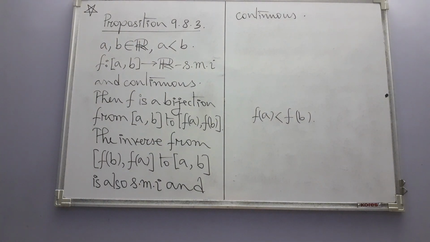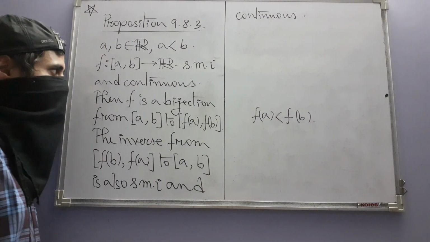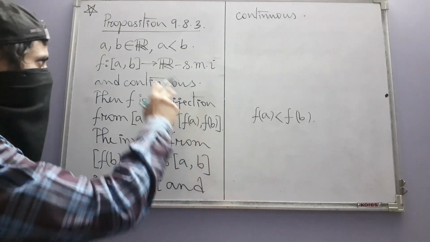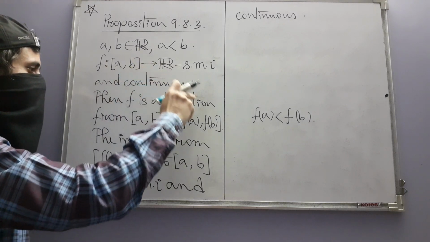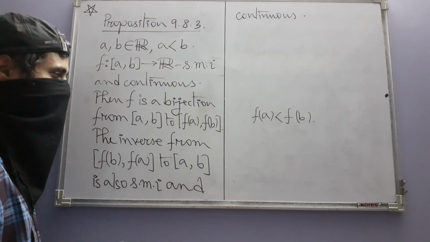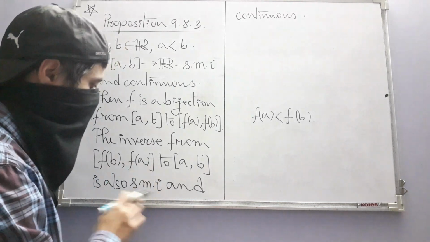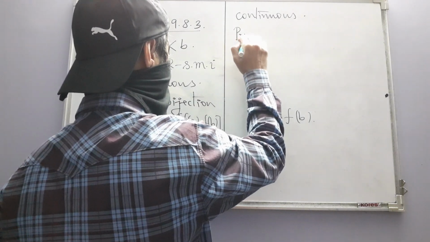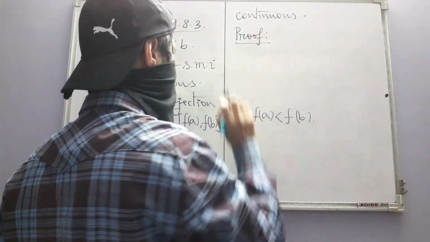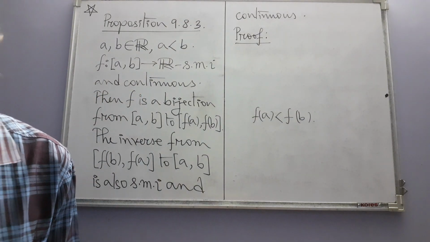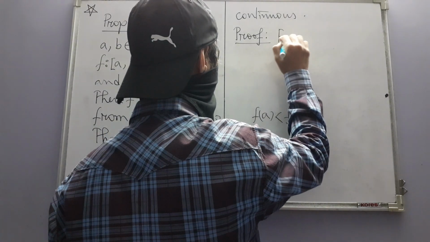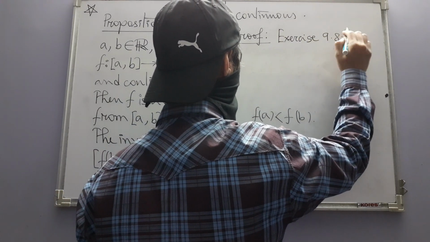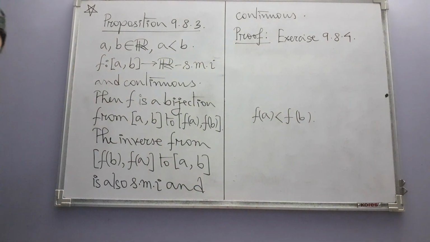So this is the theorem. If our function is strictly monotonically increasing and continuous, then it's a bijection from the domain to this interval, and being a bijection, it has an inverse, and the inverse also has those properties. And for the proof, we are going to see exercise 4. So we will prove it there itself. Okay.